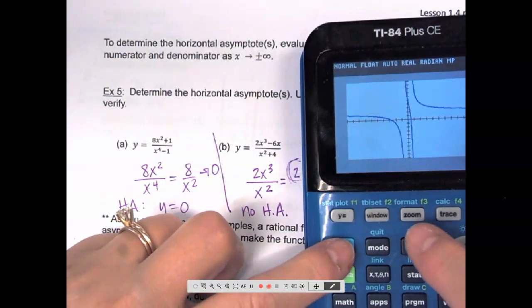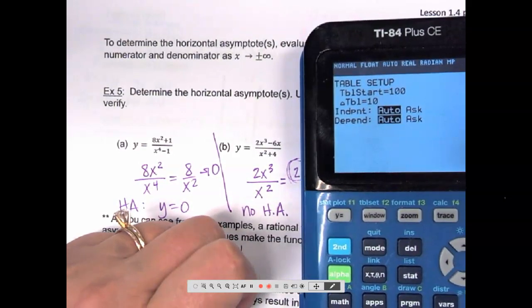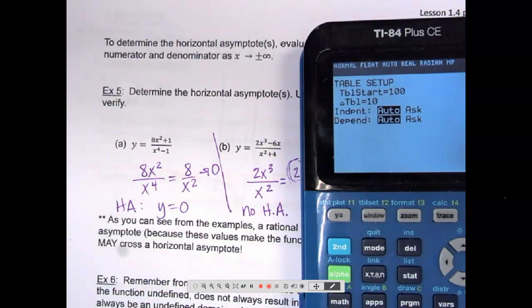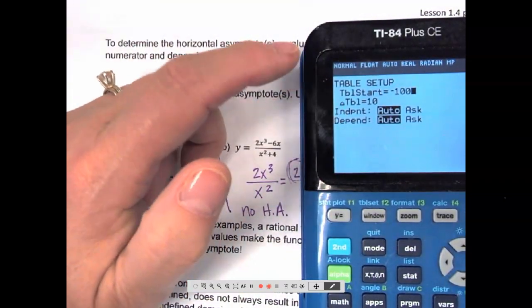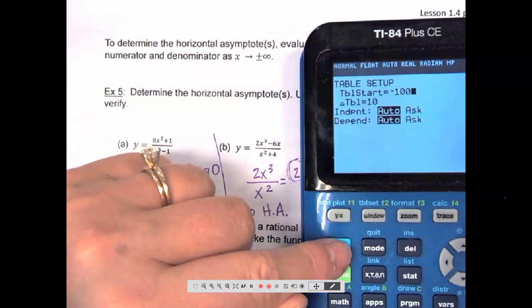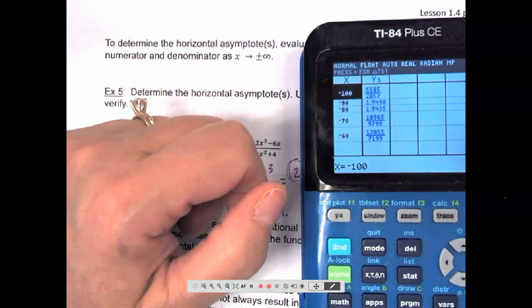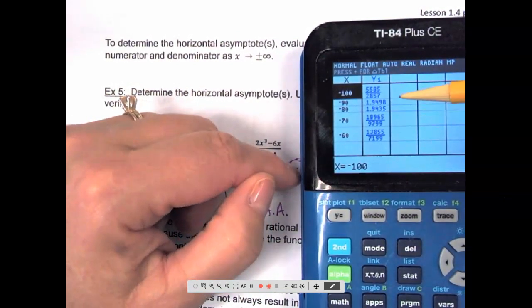Remember doing that? We went to table set. And I just started the table at a really big number, or I could do a really small number. I can do -100. And then I did my table change. You could go by 10s, 100s, 50s, just something kind of large. And then we'll view that table. I hate when it gives me decimals. I mean fractions. Here's some decimals.